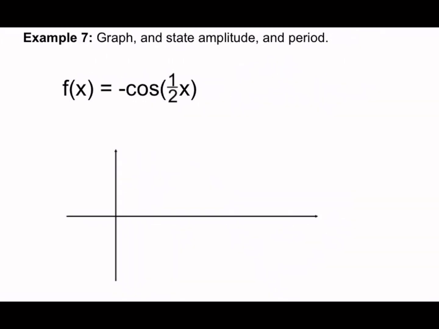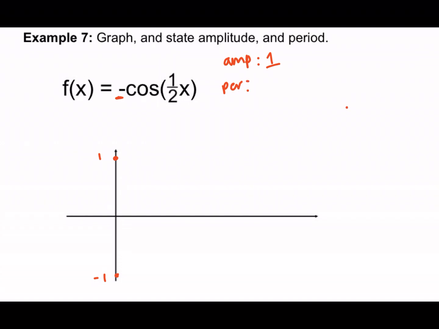Last example, I have negative cosine of 1/2 x. So my amplitude here, it's still going to be 1, because remember it's the absolute value, but we are dealing with a reflection. So it's going to start down here at -1 since it's reflected over the x-axis and it has that negative in front. Next we need to find the period.